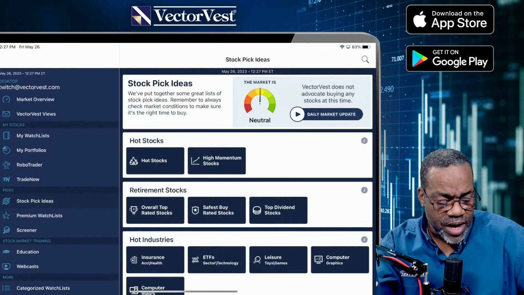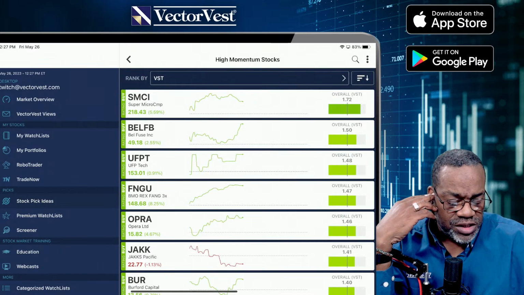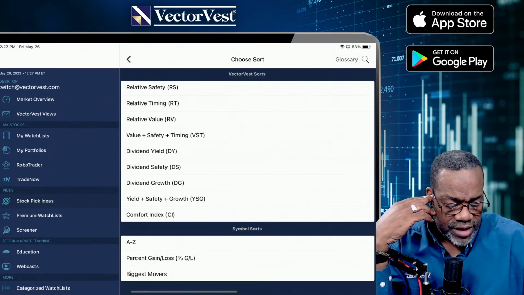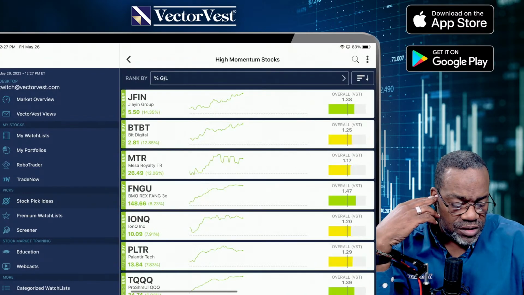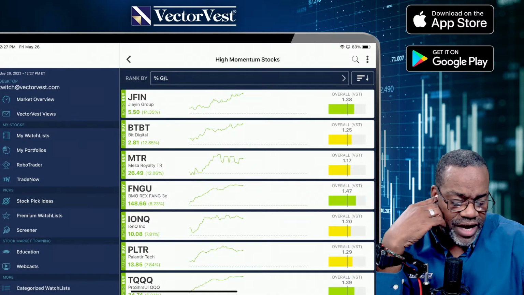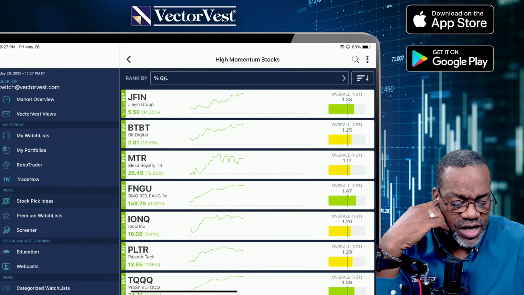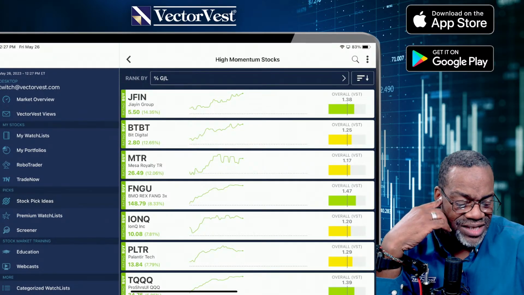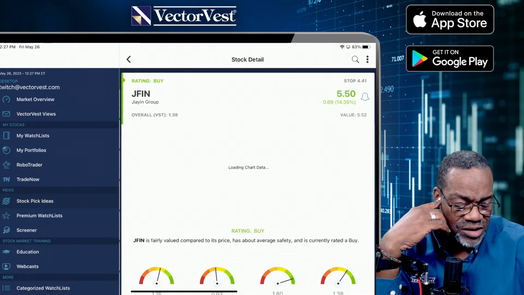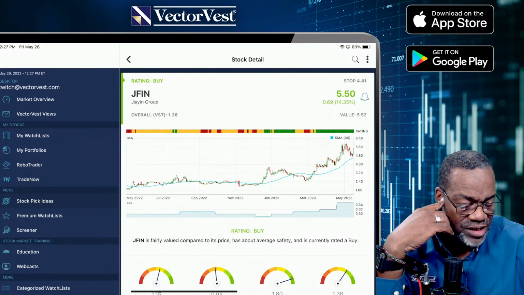Let's go to high momentum stocks. I sort this again, go up to where it says VST. I sort by percentage gain loss. I want to see what's moving. Look at these equity curves. I can see what the equity curves look like before I pull the trigger. JFIN is up 14% today. Is it too late to buy? Let's go look. Wow, that's a pullback stock.